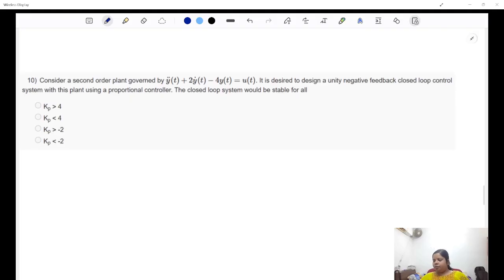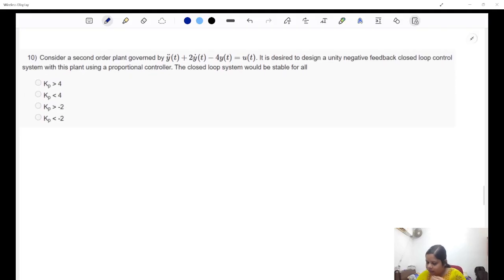Consider a second order transfer function governed by the second order differential equation. It is designed to design a unity feedback, negative feedback closed loop control system with this plant using a proportional controller. The closed loop system would be stable for all what values of Kp? That is basically the question. It is given it has to be just a proportional controller and no other controller, right? And you have to stabilize with this only. So what should be the value of Kp? In what range should you take it so that the system is stable? That is what we want to find.